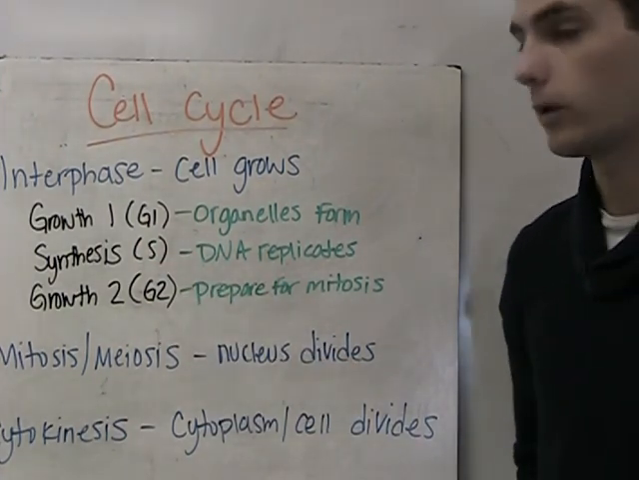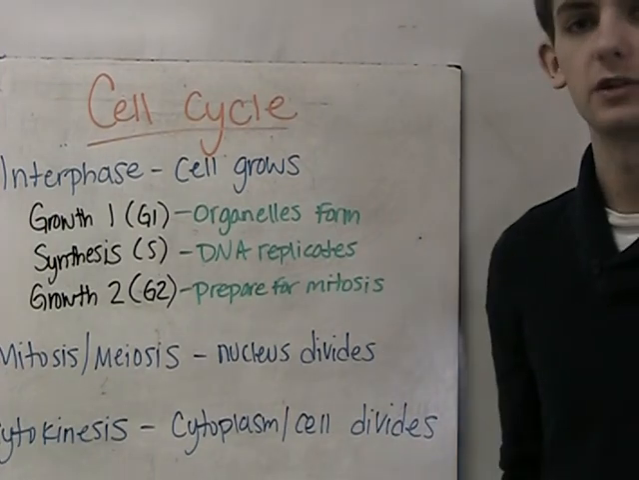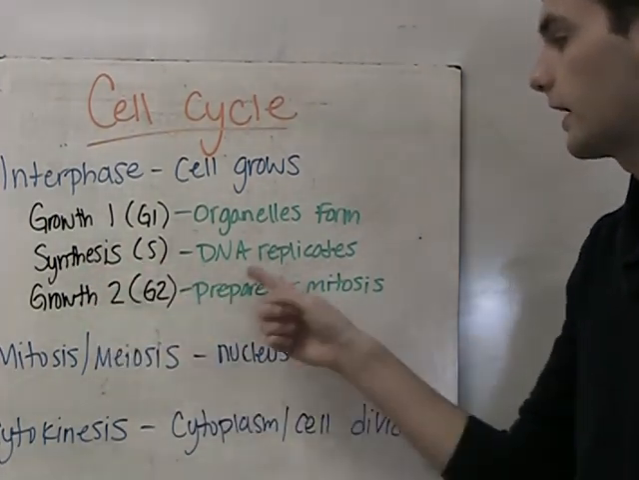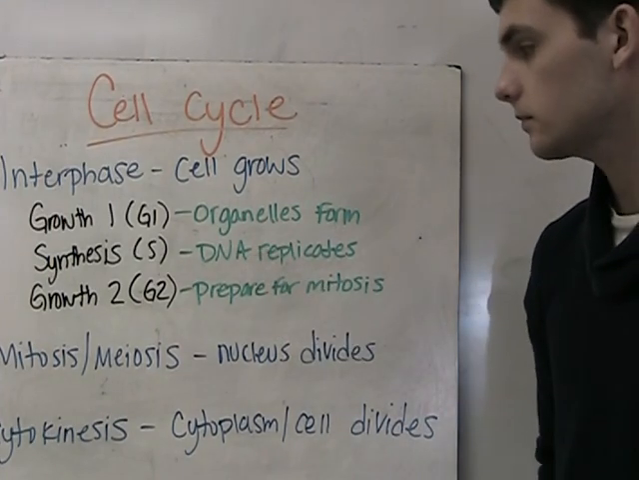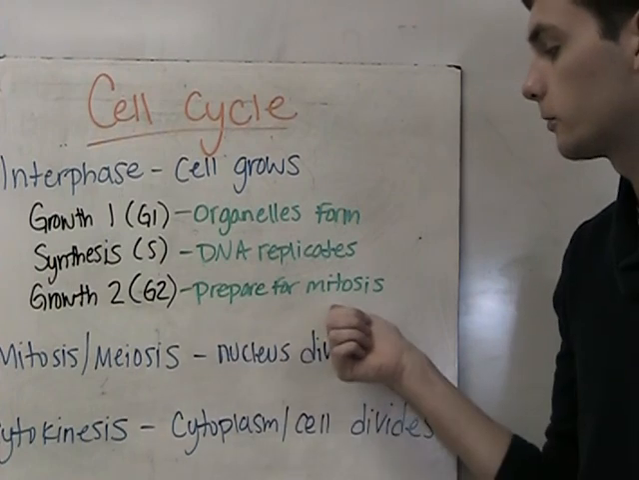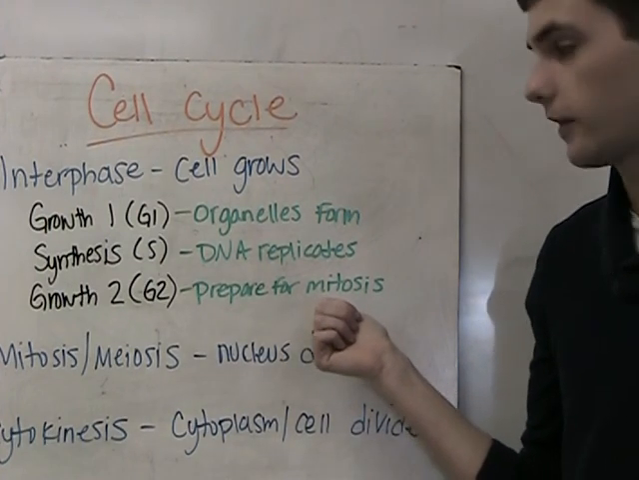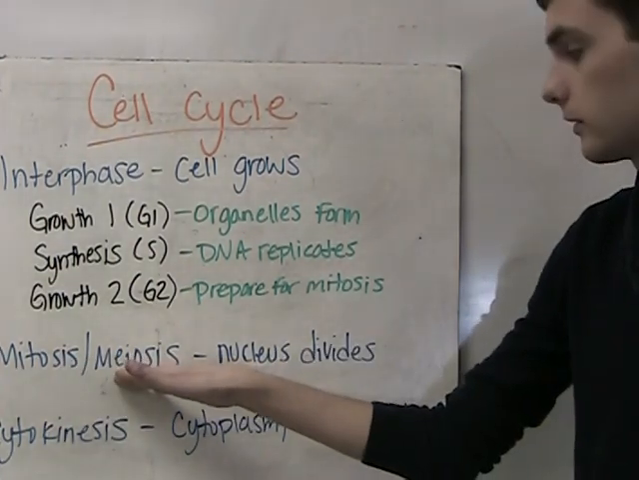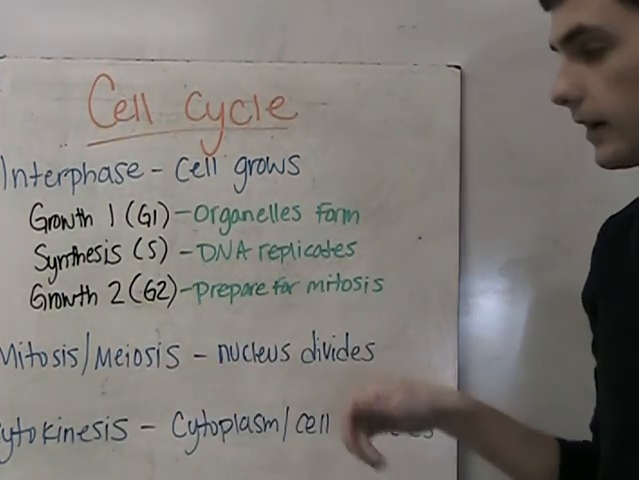G1 stands for growth 1, and this is when the organelles form in each of your cells. The S stage, or synthesis, is when the DNA actually replicates. In G2, or growth 2, this is when the cell is preparing for mitosis, which is when the nucleus divides. So the second part of the cell cycle is mitosis or meiosis, when the nucleus is going to divide.